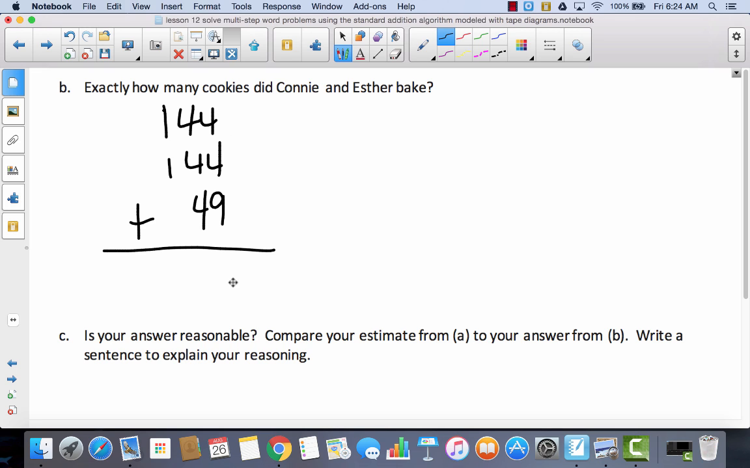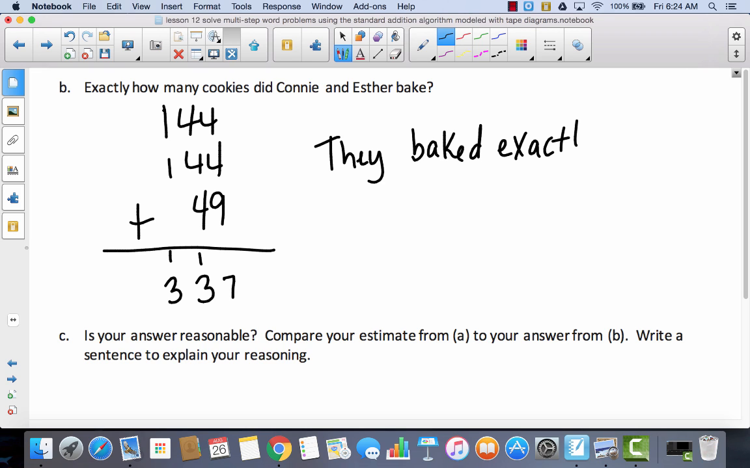All right. Okay, so I've got 4 ones and 4 ones plus 9 ones, which is going to give me 8 plus 9, which is 17. So I know that I'm going to take 10 of those and bundle them into a 10. So now I've got 4, 4, and 4, which are 12, plus 1, which makes 13, which gives me another 100. So now I have 337. So now I'm going to say they baked exactly 337 cookies.